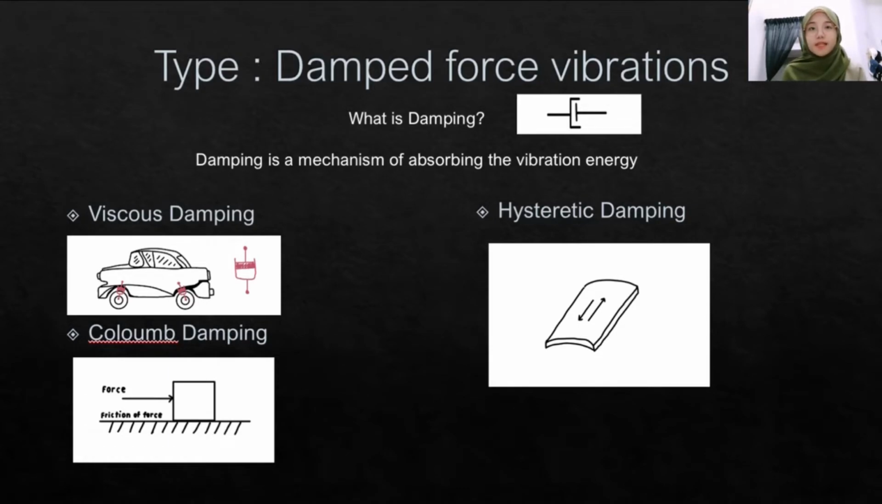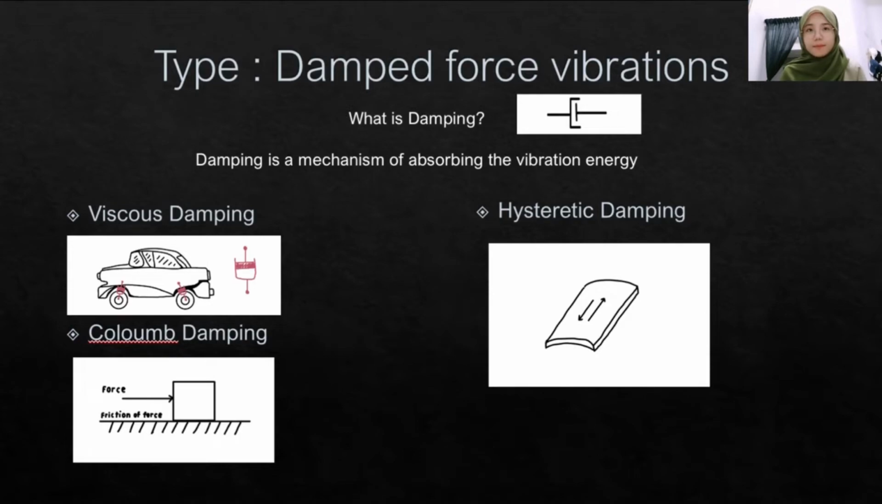When talking about damping, there are 3 types of damping, which are viscous damping, Coulomb damping, and hysteretic damping. For viscous damping, as an example, the shock absorbers of a car consist of a cylinder and piston where the fluid or the oil inside the cylinder resists the motion of the piston, thus absorbing the motion energy.